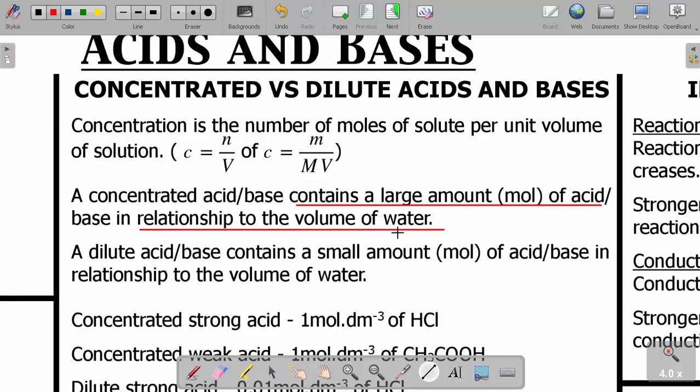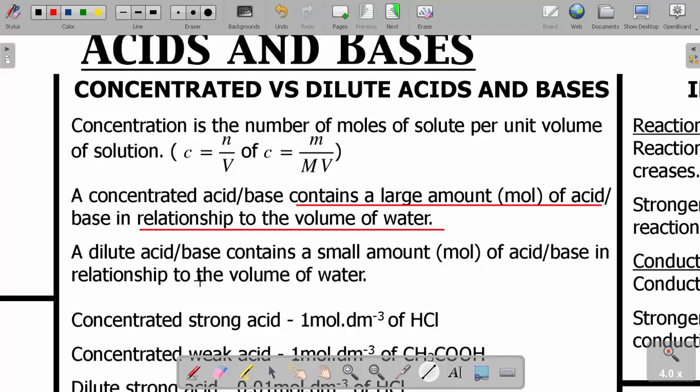I repeat, if they say define a concentrated acid, you say it is one which contains a large amount of moles of the acid in relationship to the volume of the water. If they say define a concentrated base, then you say it is one which contains a large amount of moles of the base in relation to the volume of water.